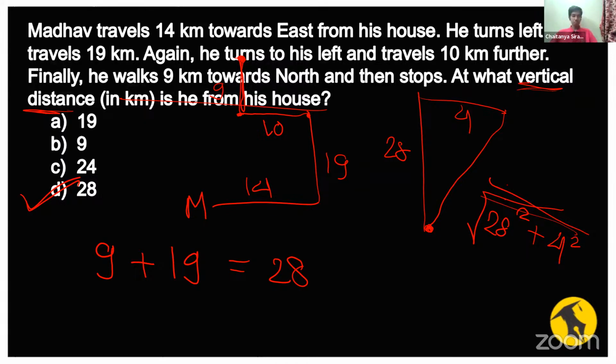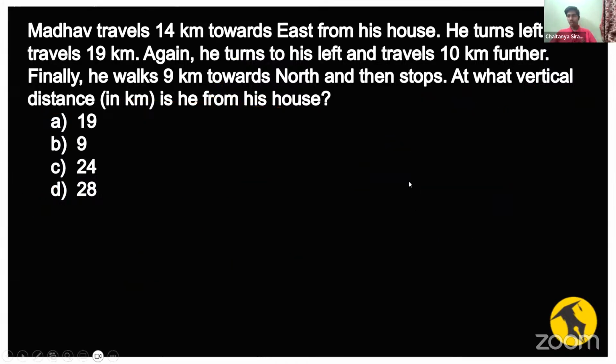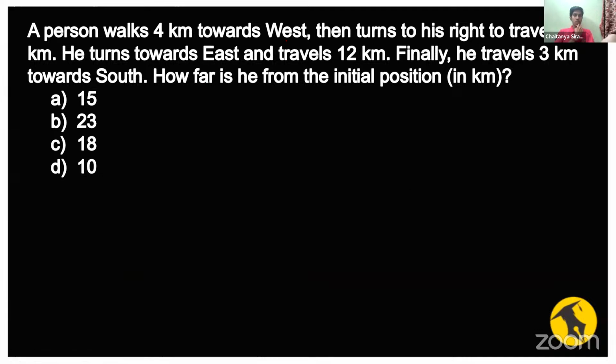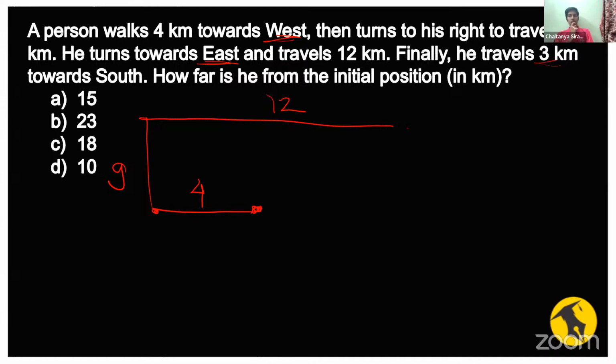Alright. Okay. Let's move to the next question. A person walks 4 kilometers towards west. So let's say the person was standing here. He travels 4 kilometers towards west. Then he takes a right turn. So here the right turn would be towards north, and again walks 9 kilometers. Then he turns towards east and travels 12. He finally travels 3 kilometers towards south. So how far is he from the initial?